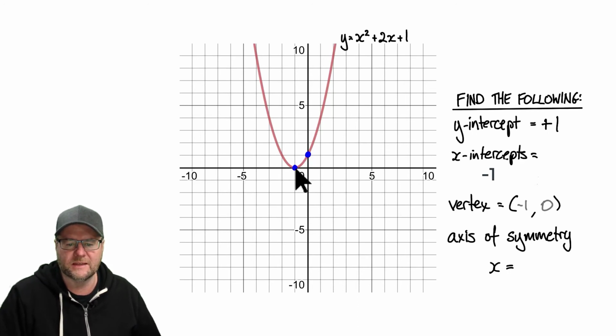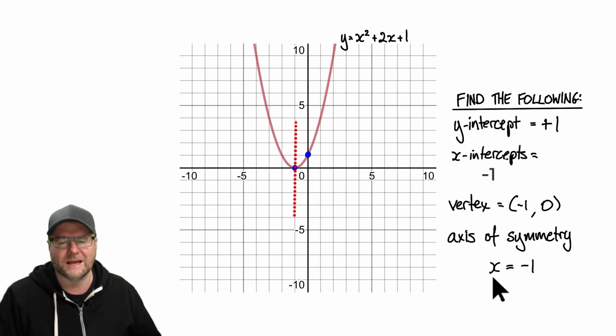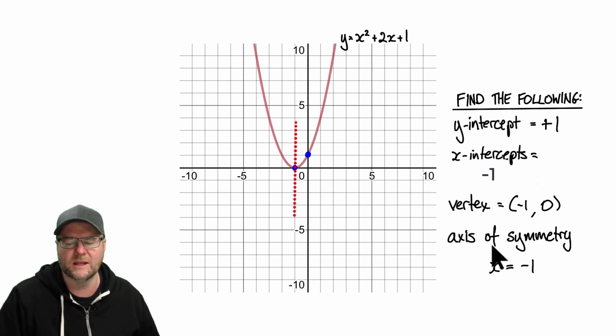The vertex is at that same point. Okay, so I go across to -1. -1, 0 is that coordinate for the vertex. And the axis of symmetry cuts through -1 for my x value. So it has an axis of symmetry, x equals -1. So unlike the first two examples, this one only has the one x-intercept.